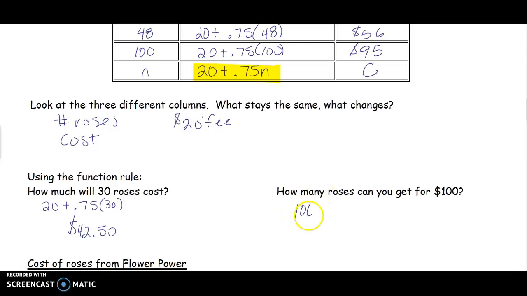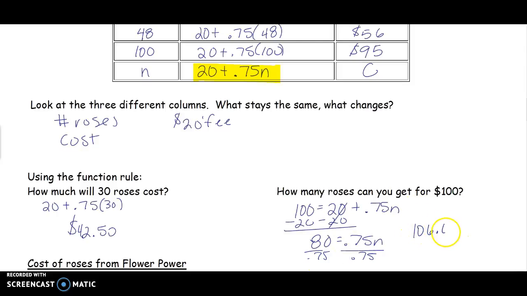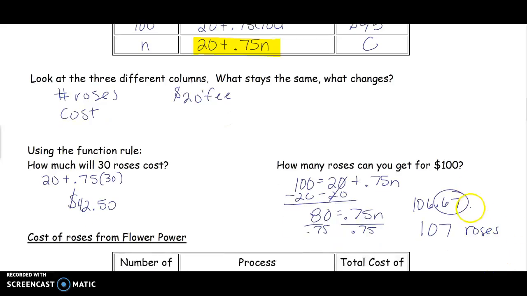Now the question is, how many roses can you get for $100? So that's the total cost. So we're going to put that into C and set it equal to our formula. So we would subtract 20, and then you would get 80 is equal to 0.75n, divided by 0.75. So we would do 80 divided by 0.75, and you'd get 106.67. Now, can you have this? It's an actual item. Well, unless you want a broken rose, no. So we're going to just round up to 107 roses for $100.